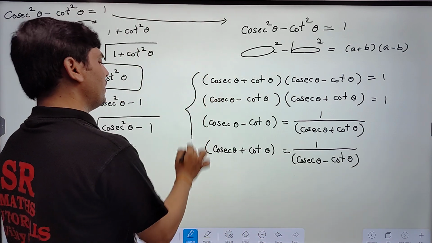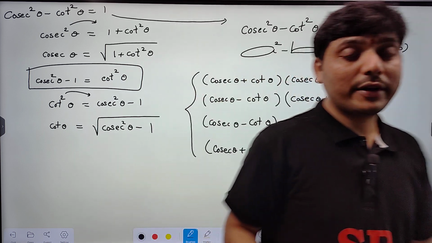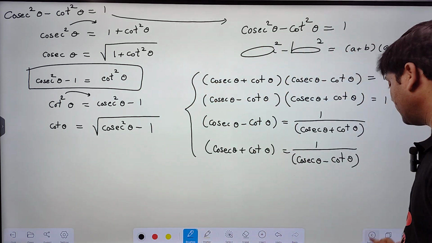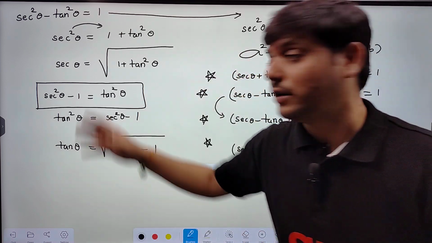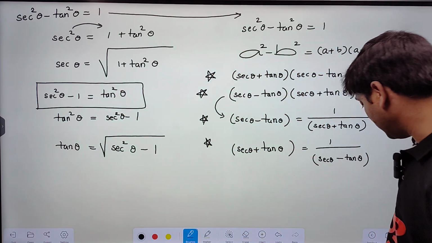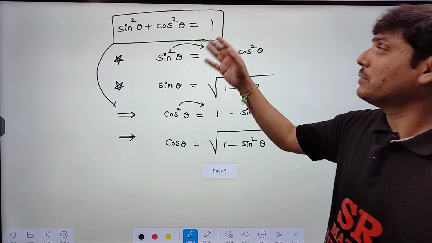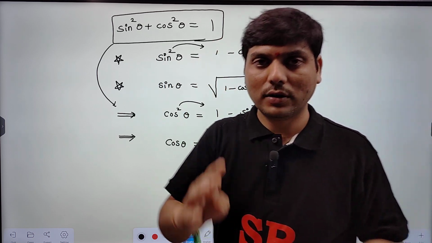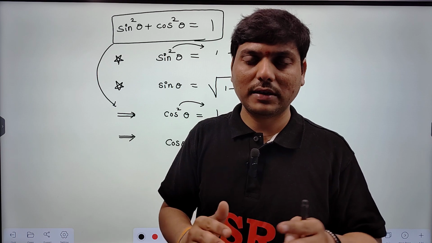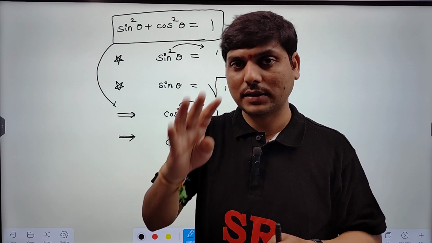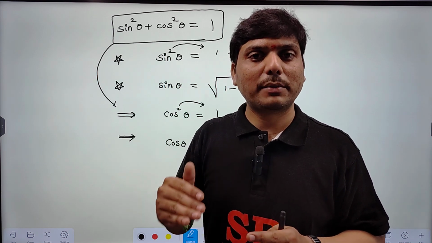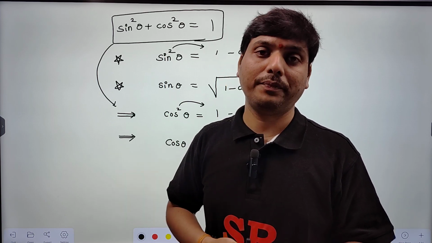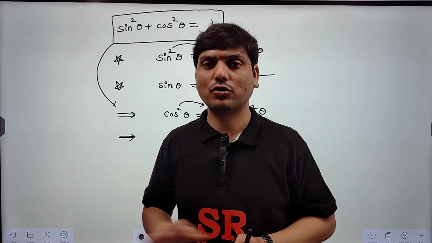These four formulas are also very important. One identity coming from here gives 8 formulas. The previous concept, secant square theta minus tan square theta, also has four formulas here. But the identity sin square theta plus cos square theta has just four formulas. Sin square theta plus cos square theta is equal to 1, one concept having four formulas. Secant square theta minus tan square theta is equal to 1, one concept with 8 formulas. Cosecant square theta minus cot square theta is equal to 1 also has 8 formulas. Total 8, 8, 4. Clear, students? 20 formulas, very important.